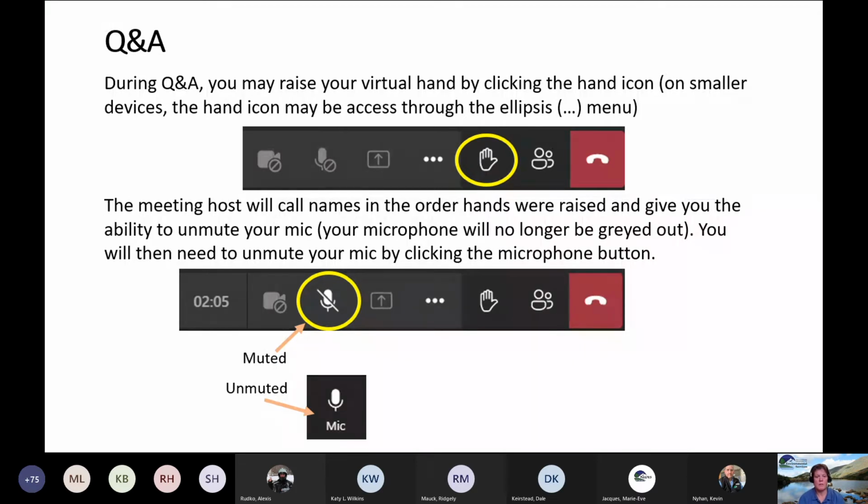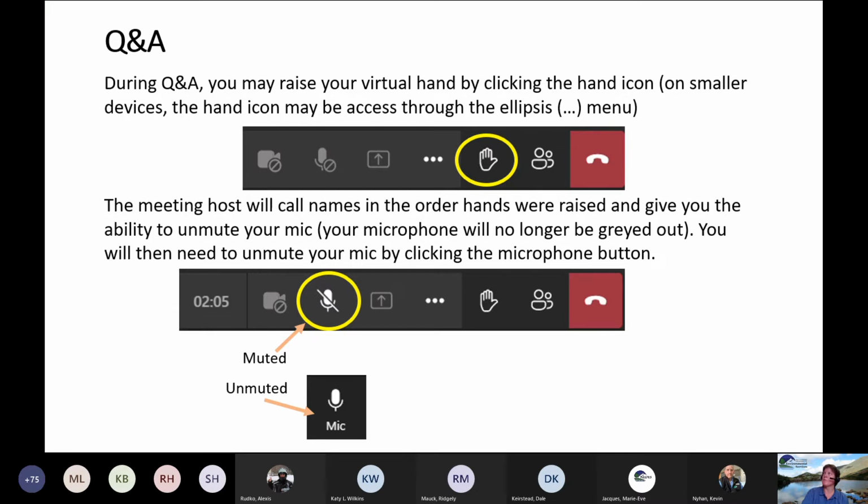Once we see your virtual hand, we will take note of the order they go up in, and the meeting host, which I think is going to be me, will call you by name. When we call on your name, your mic will no longer be grayed out. We will activate your mic, and you will need to unmute yourself by clicking on your microphone button, so that you can then ask your question.